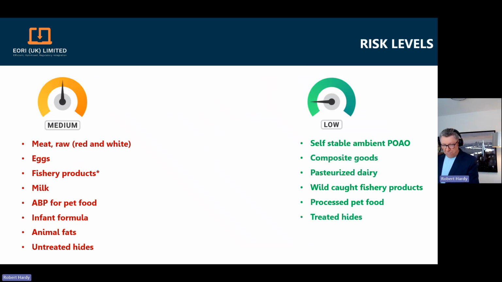You'd much rather be in this category, which is really hard to say. Shelf-stable ambient products of animal origin, excuse the missing H. Composite goods, pasteurized dairy, wild caught fish, processed pet food, and treated hides are low risk, so you won't require really any change next year under the border operating model.